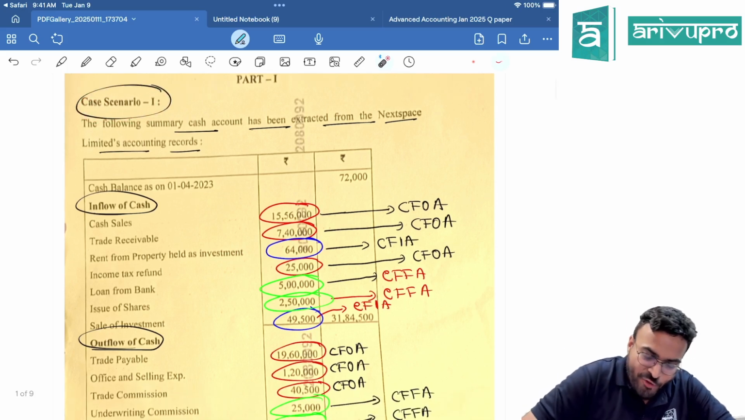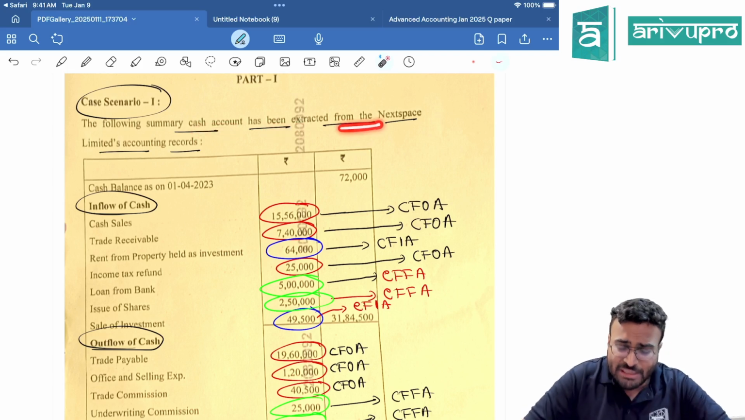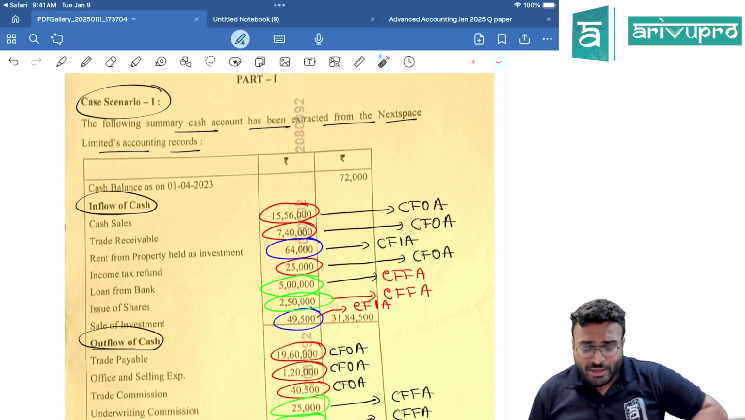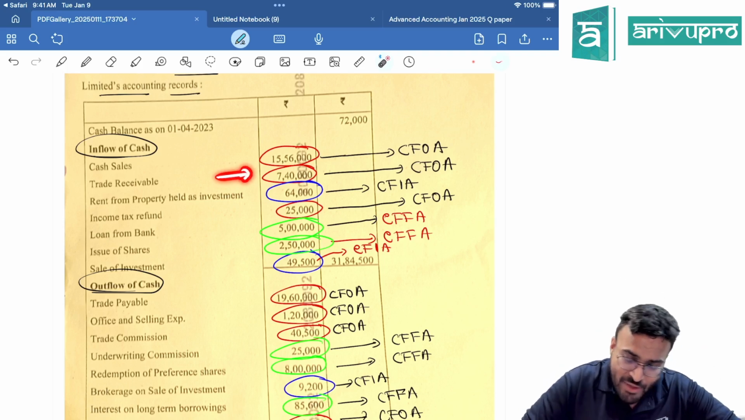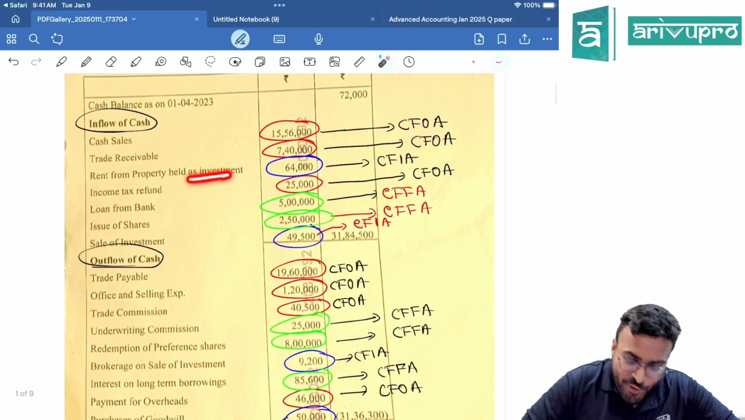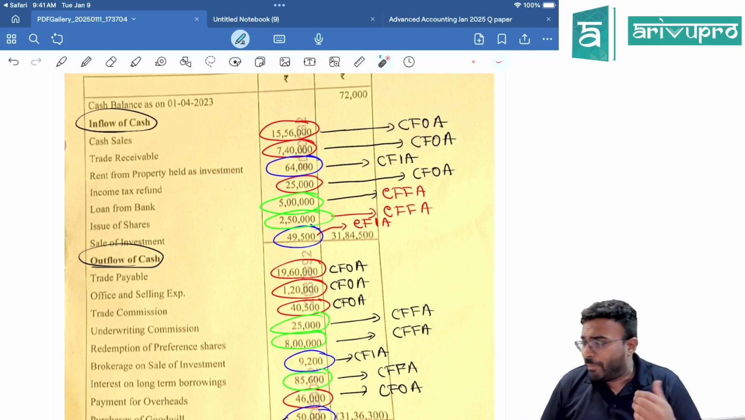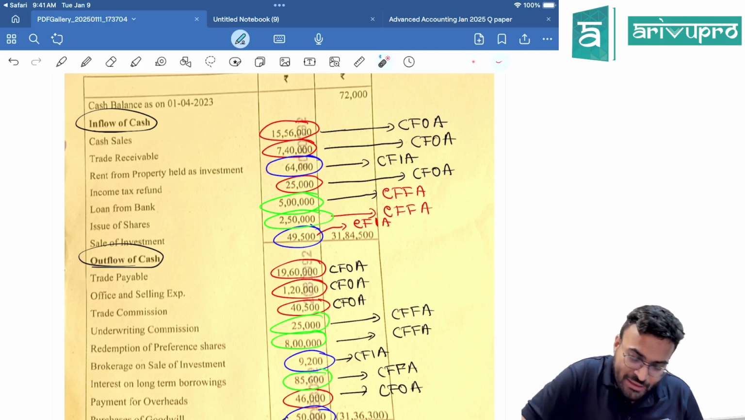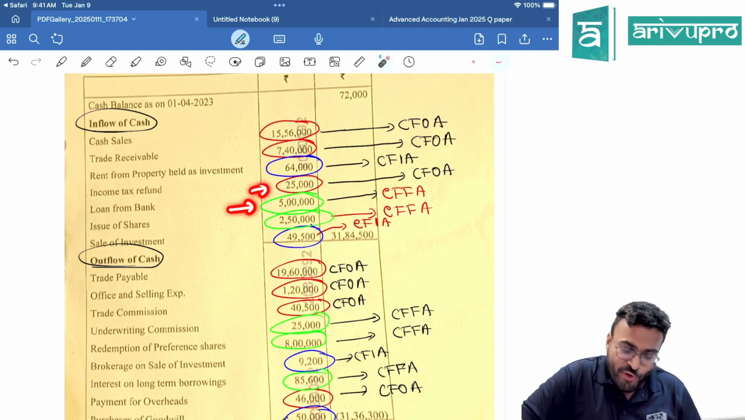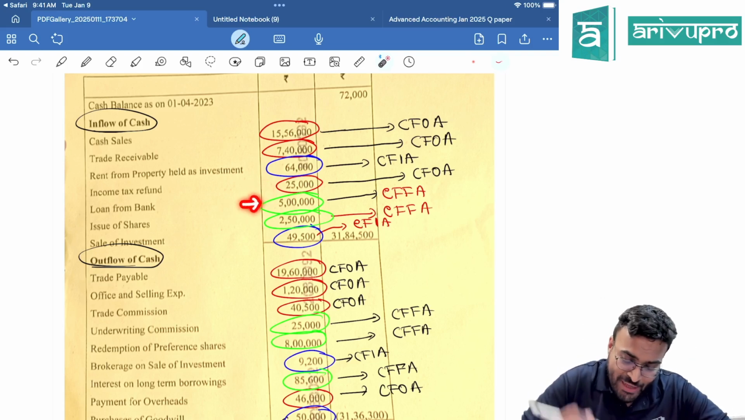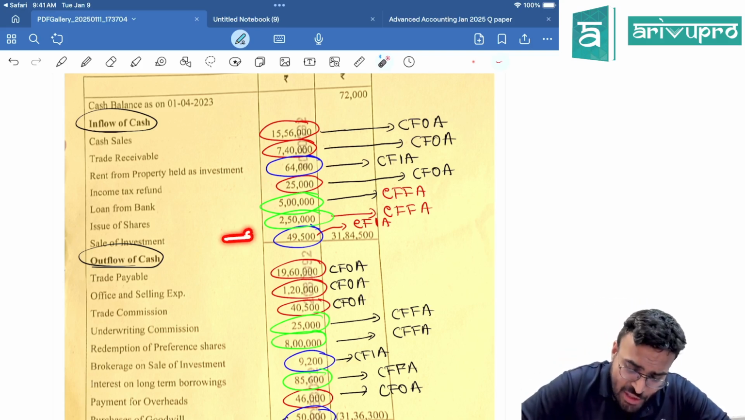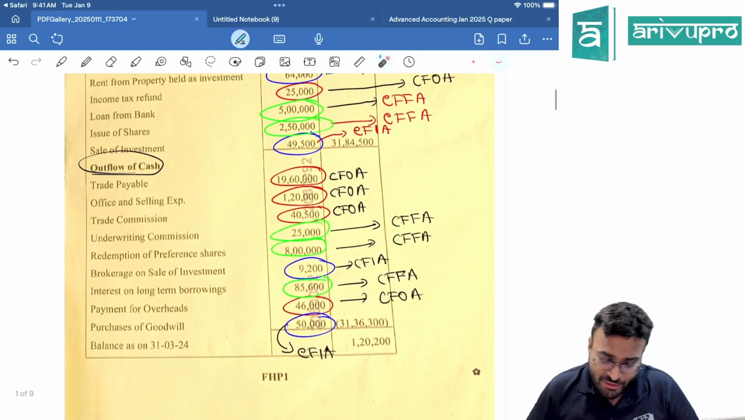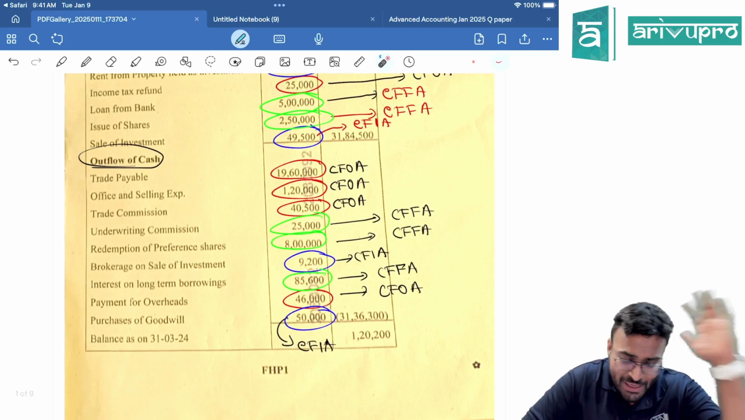See this case scenario, the following summary cash account has been extracted from the next page limited's accounting records. You can see over here cash sale. Cash sale is what, guys? Operating activity. Trade receivable, operating activity. Rent from property held as investment, you're holding it as investment, so obviously it has to be investing activity. Income tax refund will be cash flow from operating activity. Loan from bank has given you a loan, so it is going to be financing activity. Issue of shares is also going to be financing activity, and sale of investment is going to be cash flow from investing activity. Then trade payable, you're paying your creditors, operating activity.